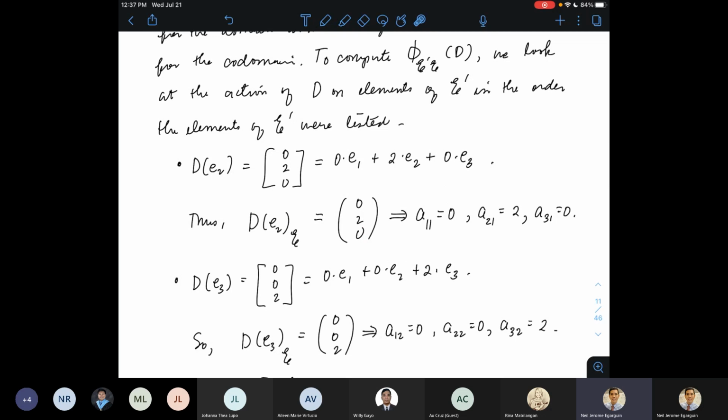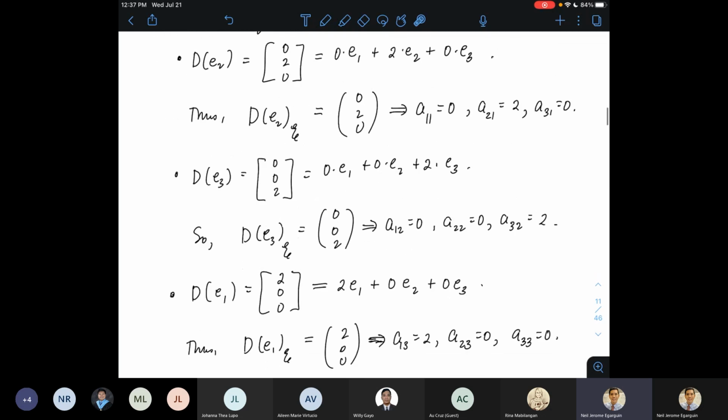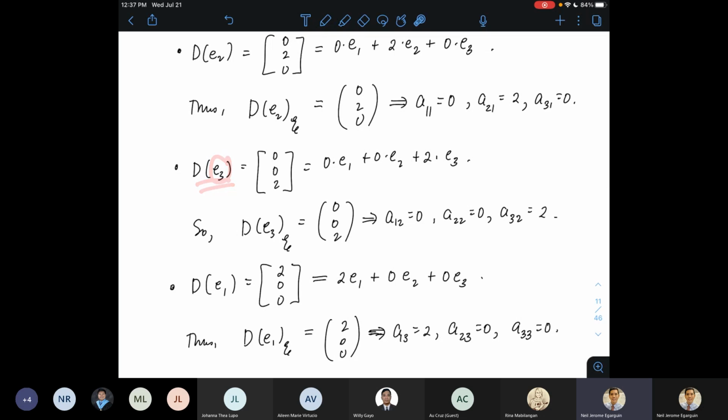And then I'll do this again for the remaining basis elements for the domain. So DE3, kasi si E3 yung pangalawa sa listahan ng E prime. So kukunin ko yung image niya 0 0 2. Tapos kukunin ko yung expansion ni 0 0 2 with respect to the basis ng codomain. Ang basis ng codomain, canonical. So E1, E2, E3. And the coordinates of DE3 with respect to the canonical basis is 0 0 2. And 0 0 2 being the coordinates of the image of the second basis element of the domain will serve as the second column in the matrix representation.